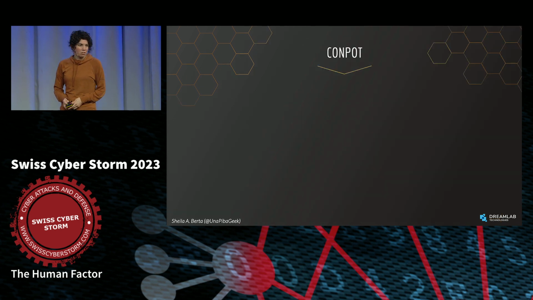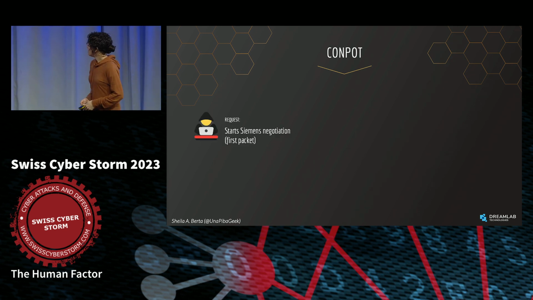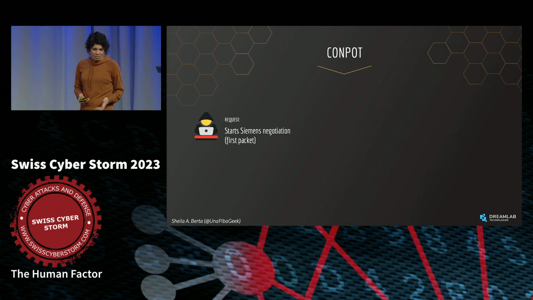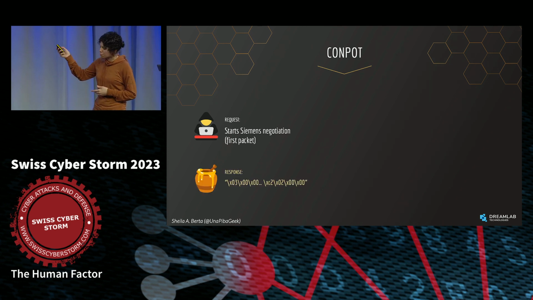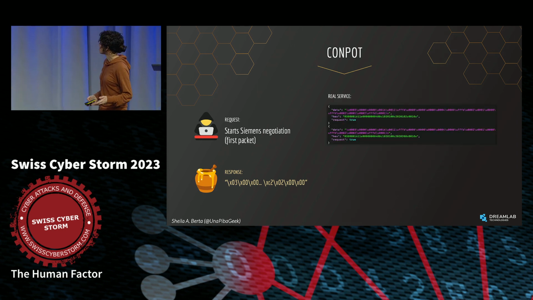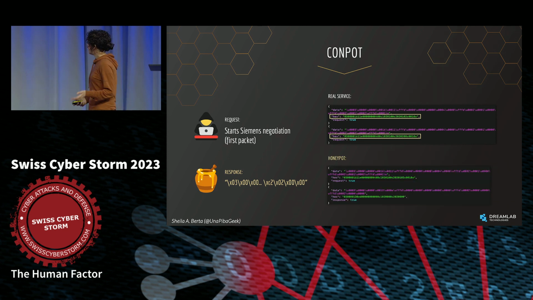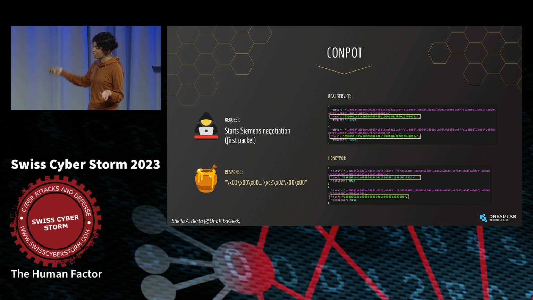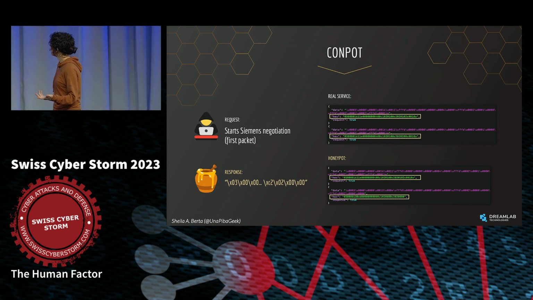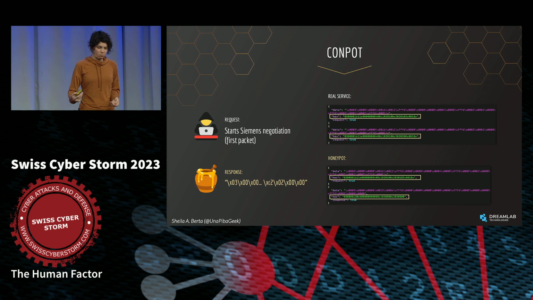ICS Compot is the most popular framework for honeypots for ICS. Compot emulates different services, so I used Siemens because it was the easiest one. If you send a first packet, it always responds in a way that is not really normal for Siemens. I was trying to compare with real Siemens services, and if you send these packets, the PLC tends to respond with an acknowledge with the same one. And in the case of the honeypot, it was always different. I was not able to find a real PLC responding that way, so I used that as a fingerprint.